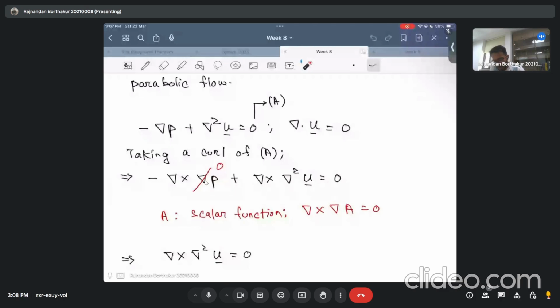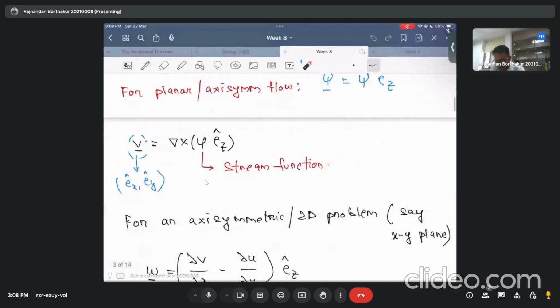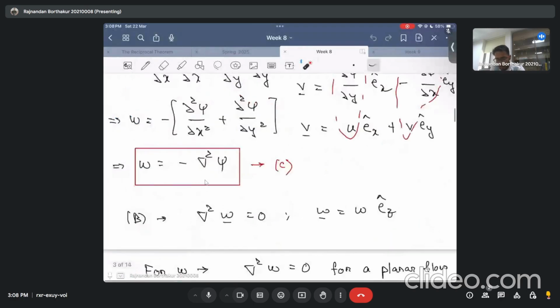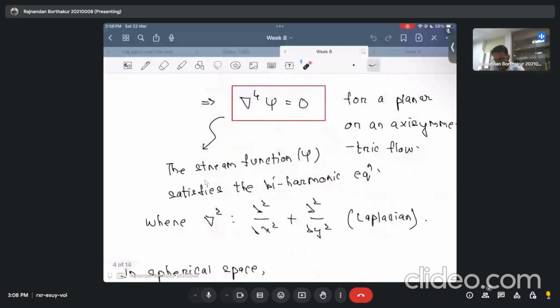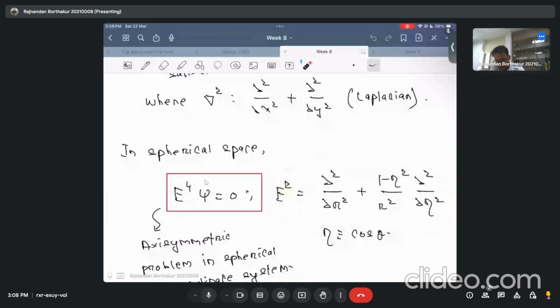which is known as the stream function, and then develop an equation which the stream function satisfies. And then we saw that the stream function satisfies the biharmonic equation for a flow that is planar or axisymmetric. And then we argued that in spherical coordinates, this biharmonic operator looks something like this, which, as you can see, has a dependence on r and theta.